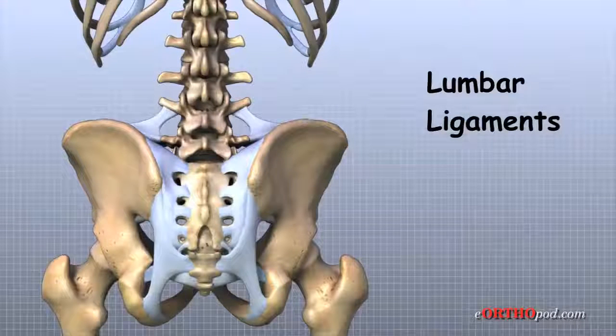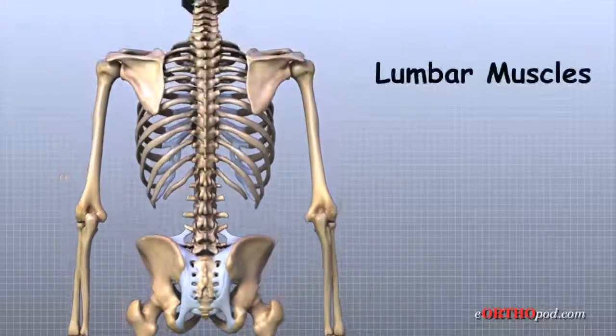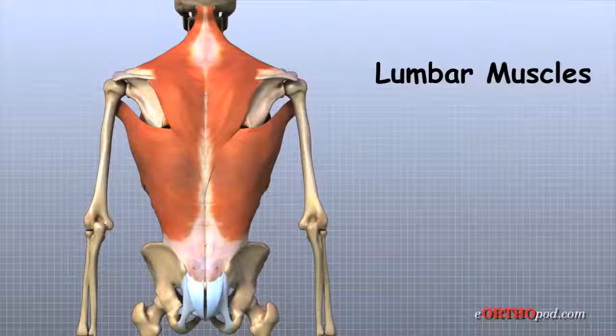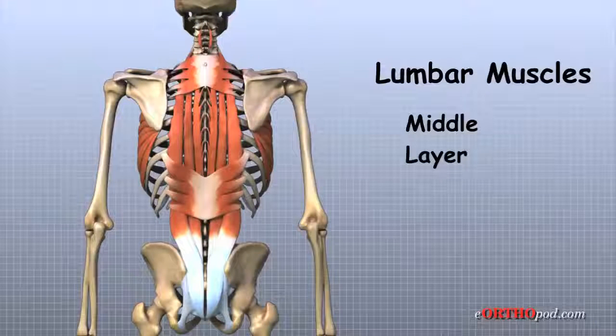The ligaments are arranged in layers and run in multiple directions where they connect the bones of the lumbar spine to the sacrum and pelvis. The muscles of the low back are also arranged in layers. Those closest to the surface are covered by a thick tissue called fascia. The middle layer runs up and down over the lower ribs, chest, and low back.